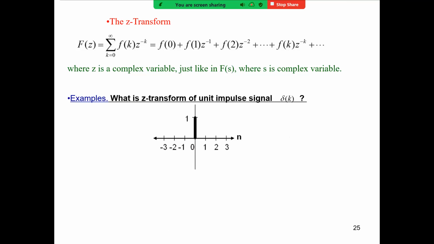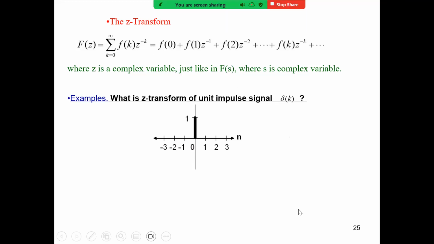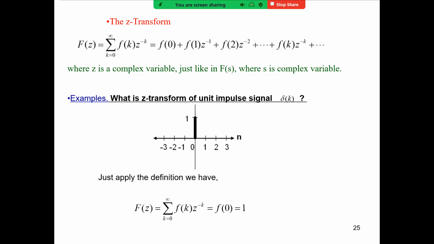1. Because all other values are 0. There is only one value, f0 equals 1. Is that clear? Just directly apply the definition, it is 1. So the Z transform of the unit impulse signal is 1.